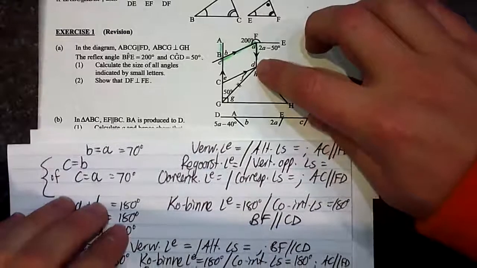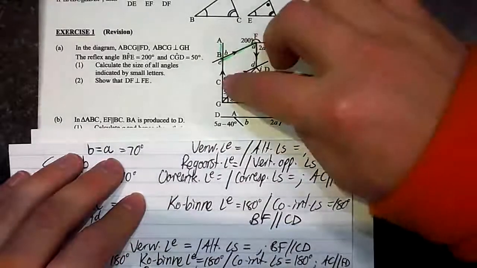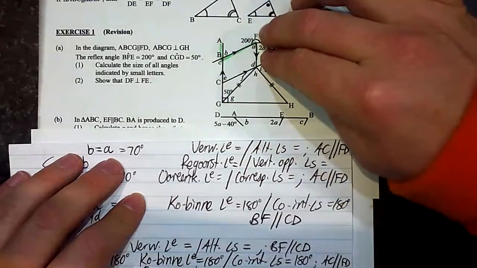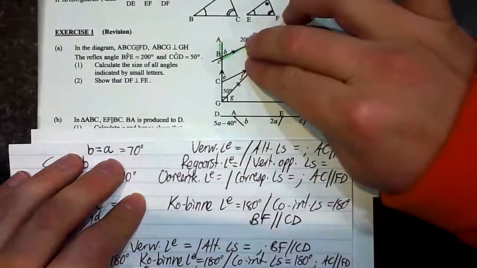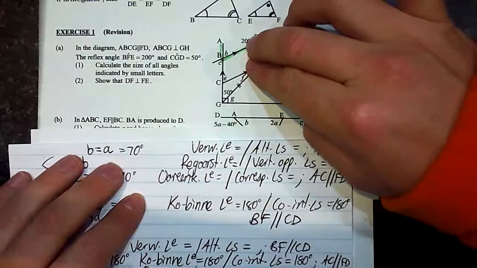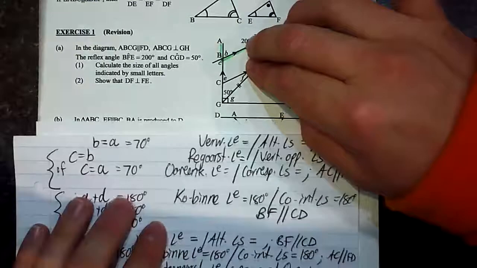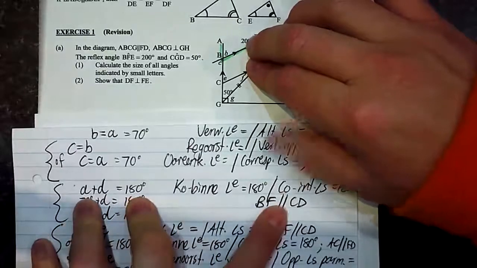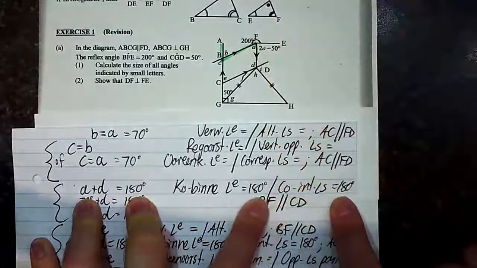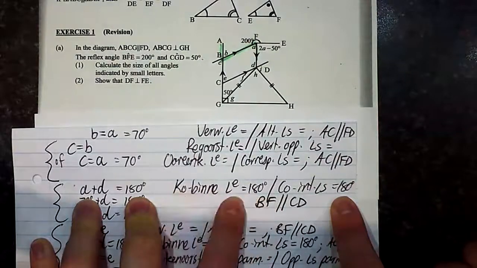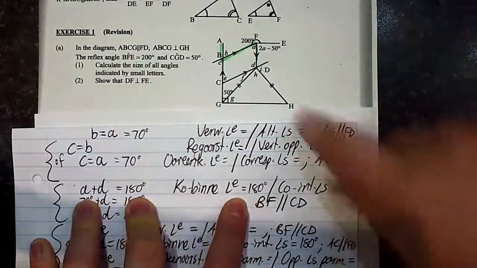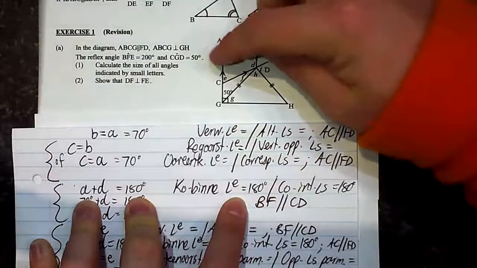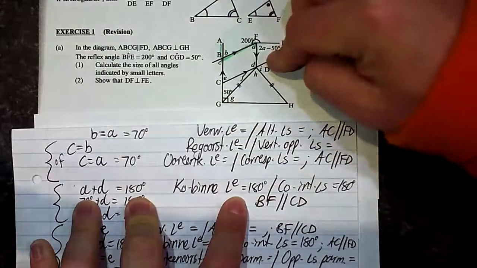D is another story. A and D lie between two parallel lines. Hulle lê tussen twee parallel lyne. So hulle moet koopbinnehoeke wees wat saam 180 grade is. Okay. So A plus D is 180 degrees. Why? Co-interior angles are supplementary, equal to 180 degrees. Koopbinnehoeke. Okay, and mention now your new parallel lines that you are using. Co-interior angles due to BF and CD that are parallel.